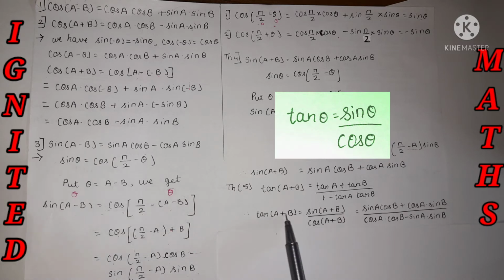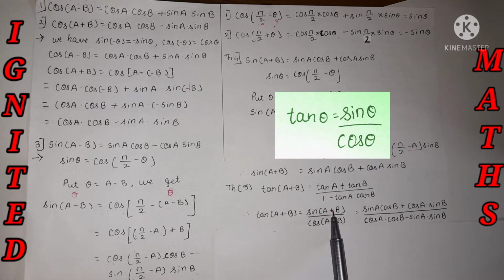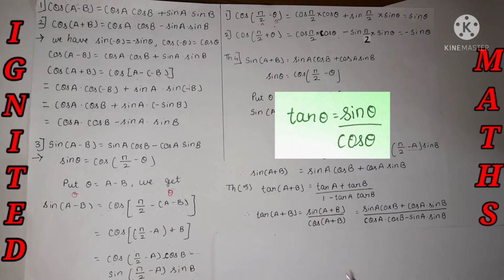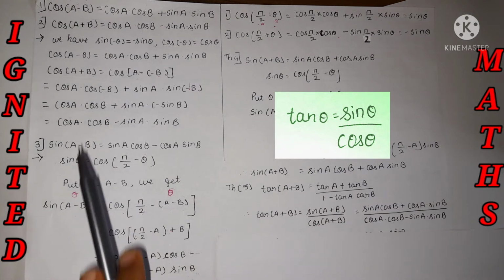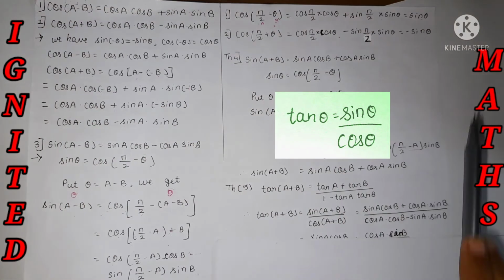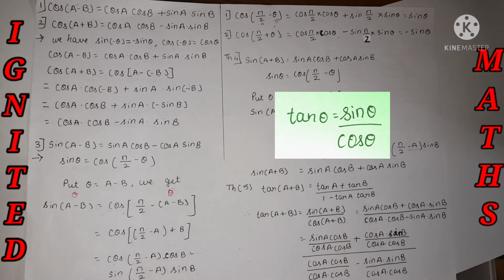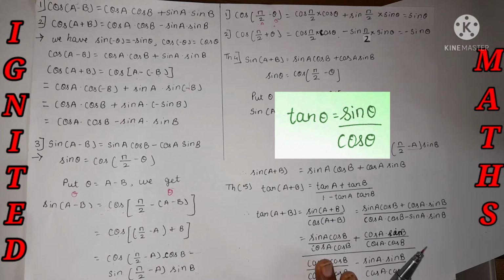That is nothing but sin theta, which here is sin(A + B), and cos theta is cos(A + B). So it's nothing but the sin(A + B) formula, as we have mentioned over here. Just put the value as it is, and the cos(A + B) formula is over here. Just put it as it is. And now a small twist: divide each and every term by cos A cos B. For proving it, we are going to divide it.